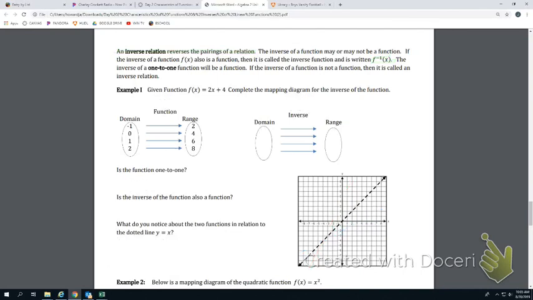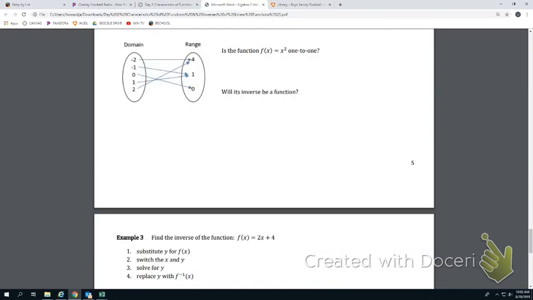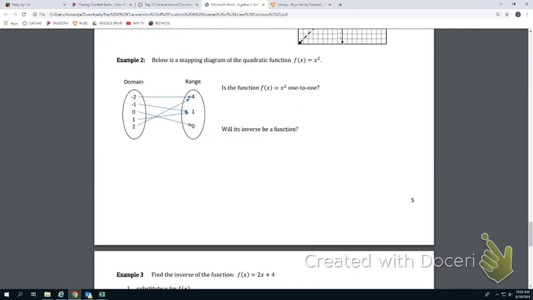All right, going to the next. This one shouldn't take too long. Is that mapping a one-to-one? No. So will its inverse be a function? No. Not a one-to-one, inverse not a function. Is a one-to-one, inverse is a function.